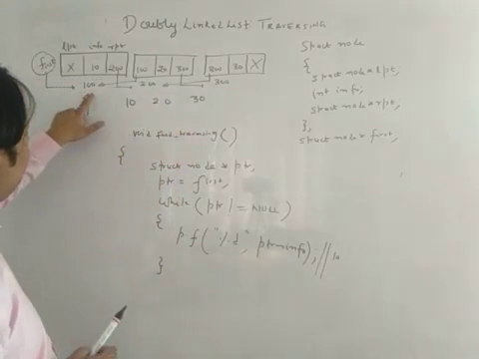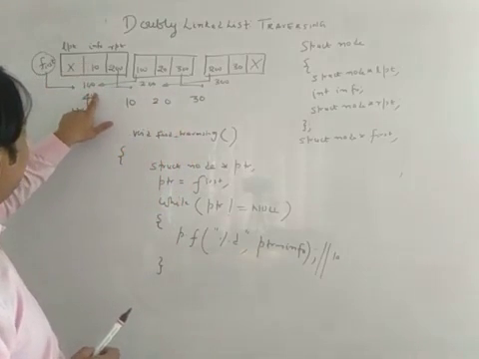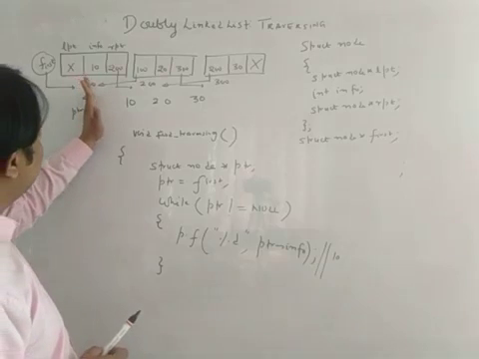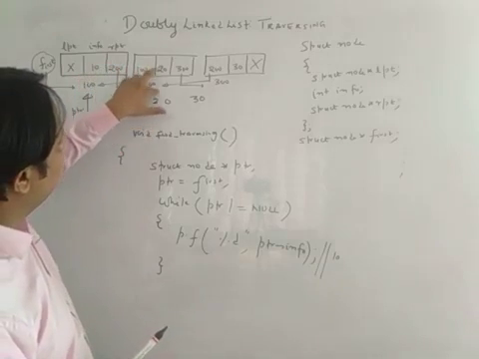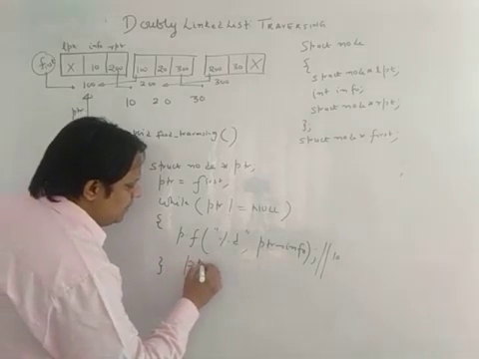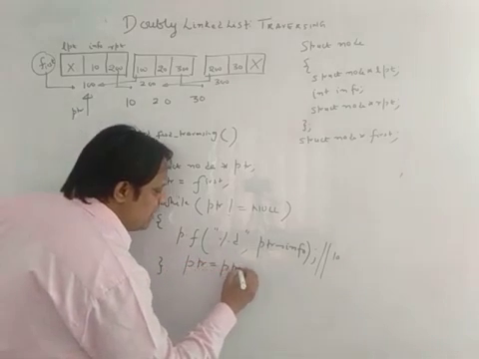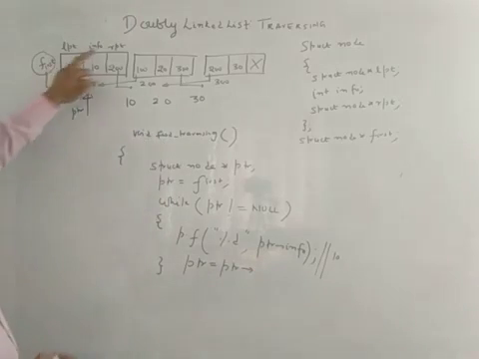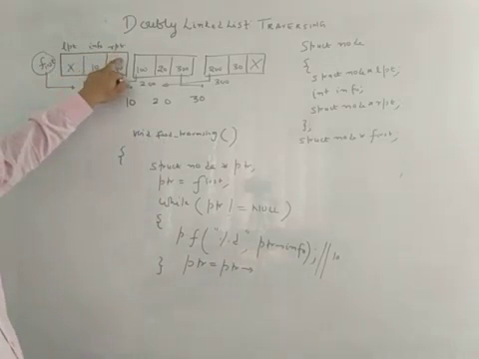Similarly, after printing this 10, my pointer is pointing at 100. I want my pointer to point to 200 so that it can print the value 20. So how are you going to increment the pointer? You will simply write ptr is equal to ptr arrow what? Now this is your RPT. Do not compare it with the link.